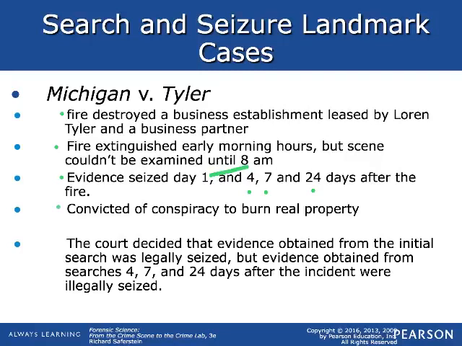Tyler and his business partner were convicted of conspiracy to burn the property, so they were convicted of arson. But on appeal, the court determined that the evidence obtained from the initial search was okay, but the searches 4, 7, and 24 days after were acquired illegally. They didn't have a warrant to go in and search after 4, 7, and 24 days. So they didn't have justification for it. So I guess the moral of the story is don't just go in and take something unless you know what you're doing.